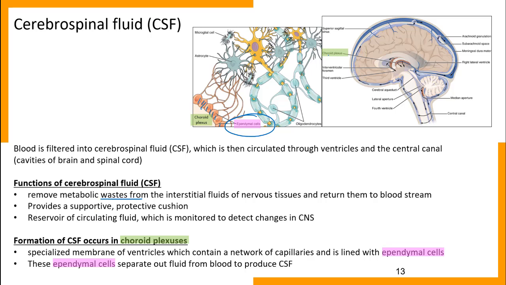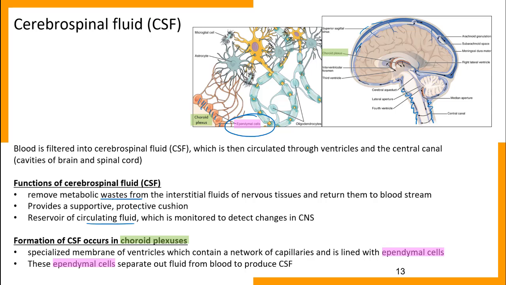It also helps, if you look at the location of the cerebrospinal fluid, you can see in the dark blue, it helps to provide a protective, supportive cushion around both the brain and the spinal cord. And it's also a reservoir of circulating fluid. And it also has some receptors, chemoreceptors, which detect changes in the chemical composition of what's going on in the central nervous system.